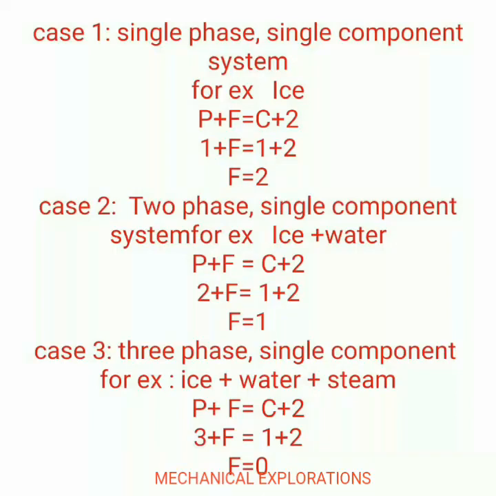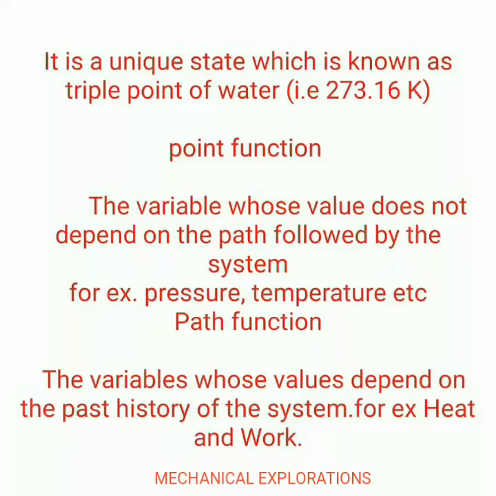Now coming to three cases. For case 1, single phase single component, the degree of freedom F = 2. For two phase single component, F = 1. And for three phase single component, F = 0. You can see that the first phase is taken with ice, the second phase with ice and water, and the third phase with ice, water and steam. Now it's a unique state, known as the triple point for water, that is 273.16.